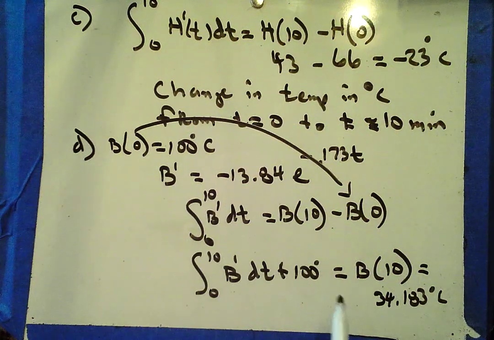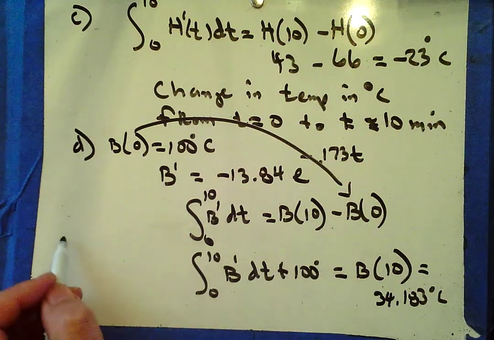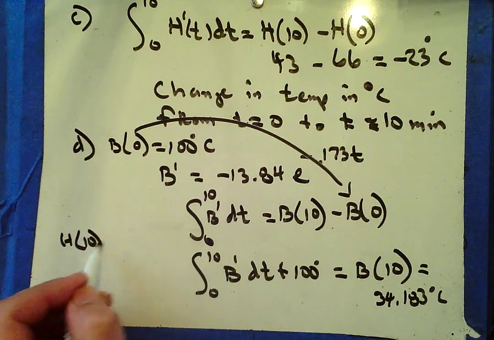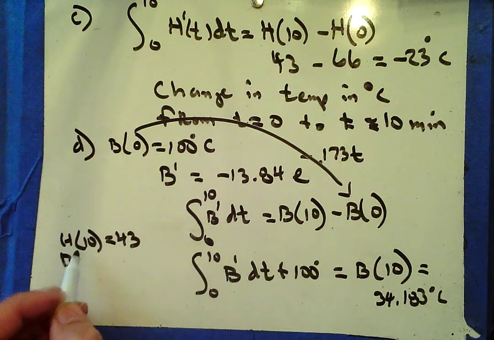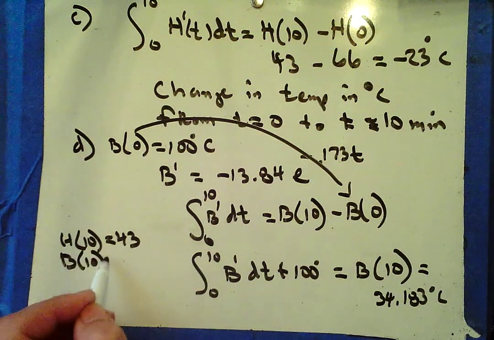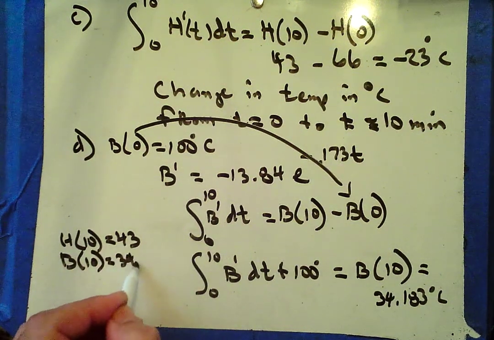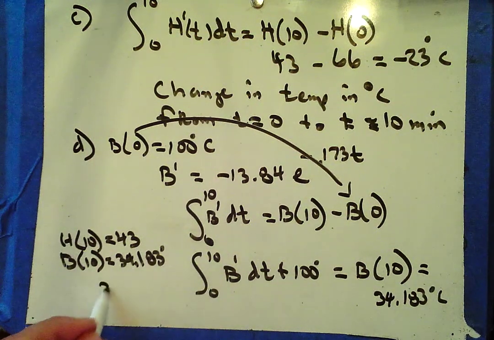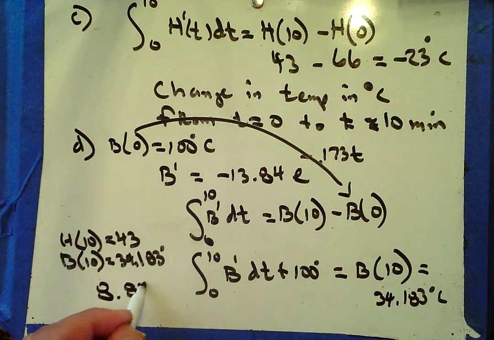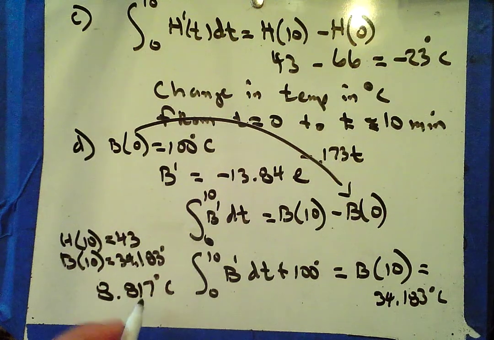We know that the tea is at time equal to 10, h of 10 equals 43 degrees. Biscuits at 10 are 34.183 degrees. And so if we do a little subtraction on our calculator, I get 8.817 degrees Celsius cooler.